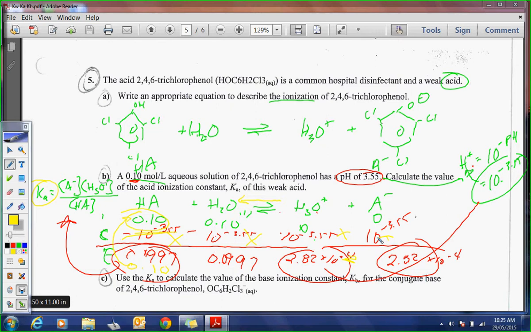So they allow you to assume that that change is negligible, which takes an x out of it, an x squared out of it actually, which removes the quadratic. So if you find you're on your way to making a quadratic, that's because you forgot to make the assumption that there's no change to the initial concentration of your acid. Okay? Does that make sense?